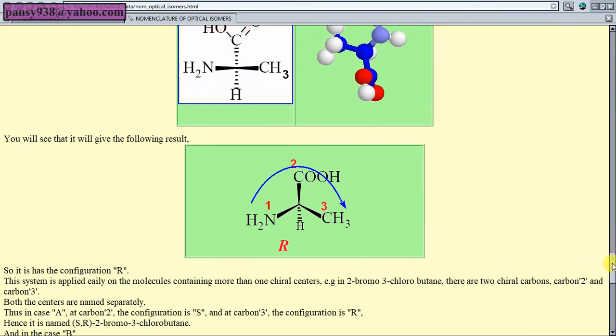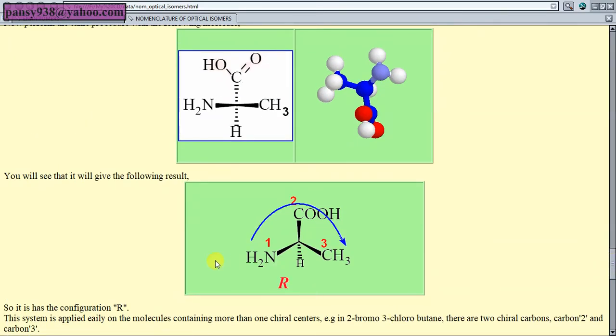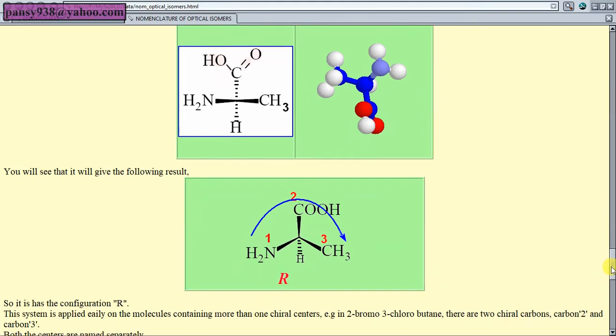So in this case, the first priority, second priority, and the third priority. And when the line is drawn from the highest priority to the second priority group and then to the third priority group, the line is in the clockwise direction. And we have seen that if the line is in the clockwise direction, the compound is called R. So this is the R isomer of alanine with this stereochemistry.